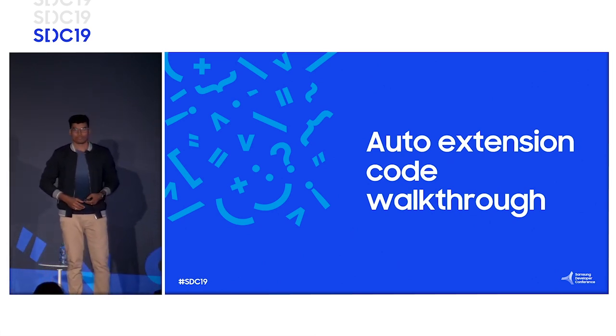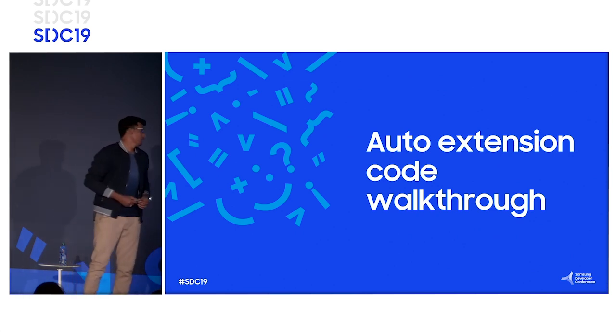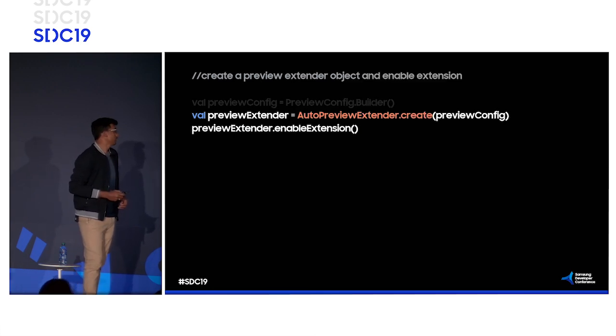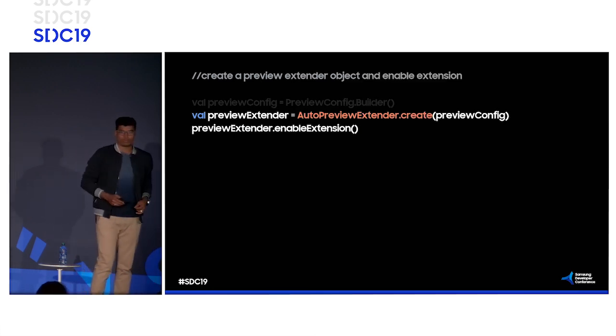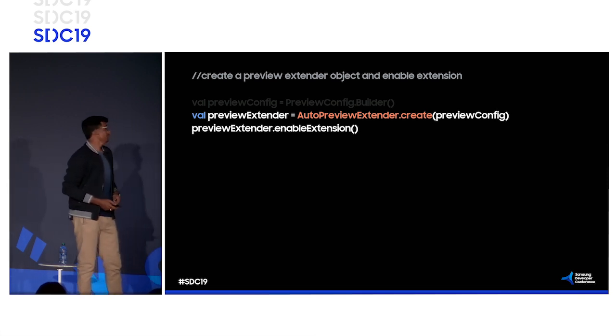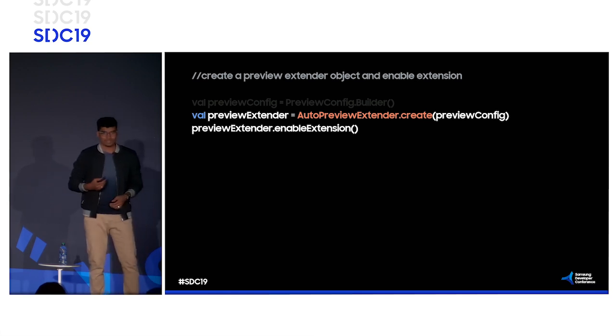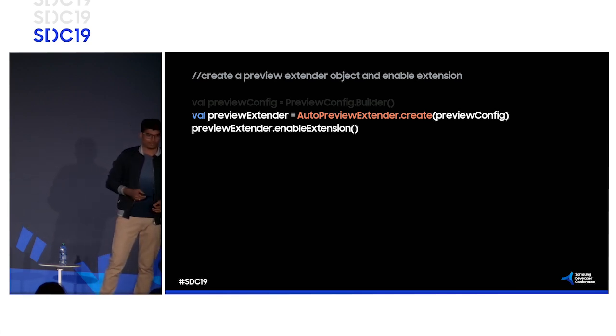Thank you, Girish. Good afternoon, everyone. So let's have a look at how we can enable auto extension in CameraX by having a quick code walkthrough. First, we need to configure the preview. So we create a preview config builder. Here, we can set the preview parameters like resolution, camera IDs, etc. So this is the just 2 lines of code we were talking about. Over here, we create a preview extender object and call enable extension on it. This internally takes care of enabling the extension by CameraX.